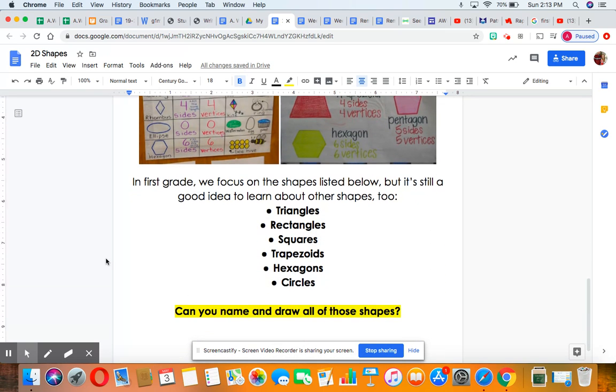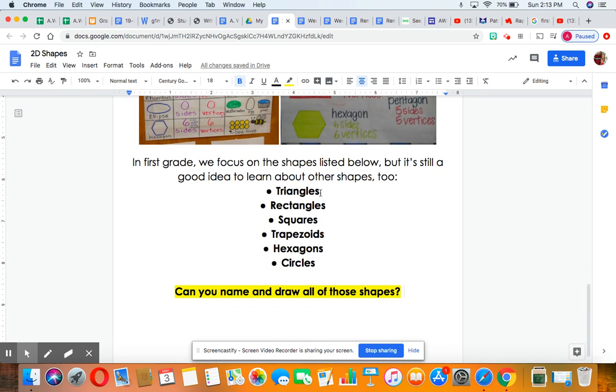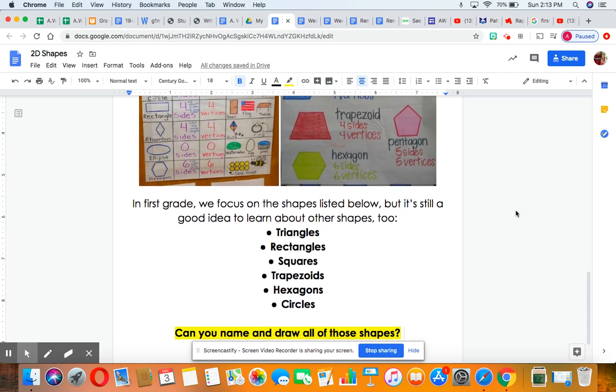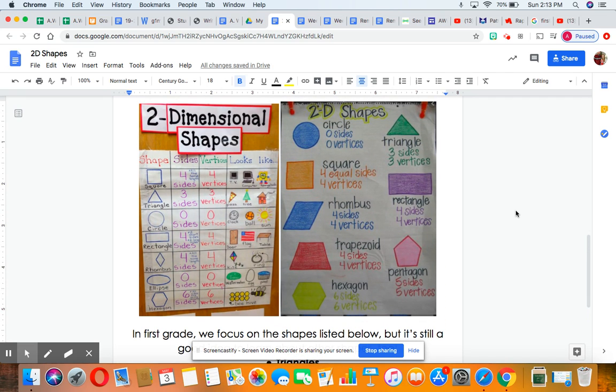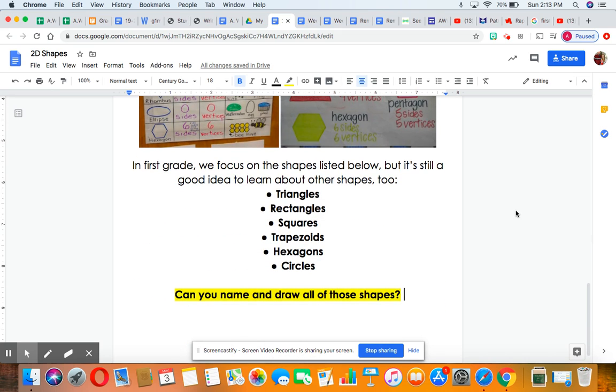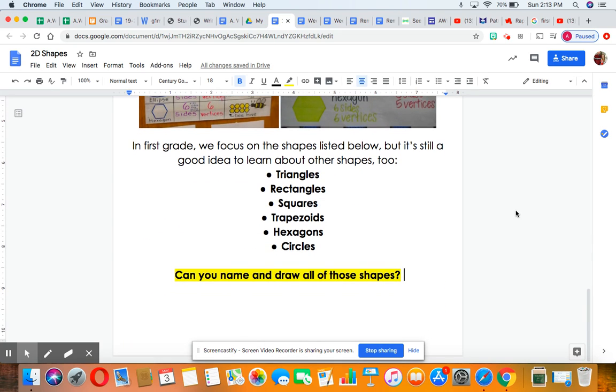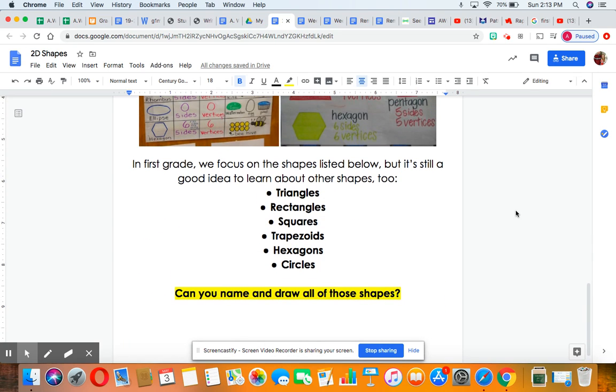In 1st grade, we focus on these shapes: triangles, rectangles, squares, trapezoids, hexagons, and circles. So you should be able to draw each of those shapes. And if you see it, you should be able to say, oh, that's a square, or oh, that's a hexagon. I want you to look at these charts before you do the Seesaw activities and really think about what defining attributes each of these shapes has, okay?